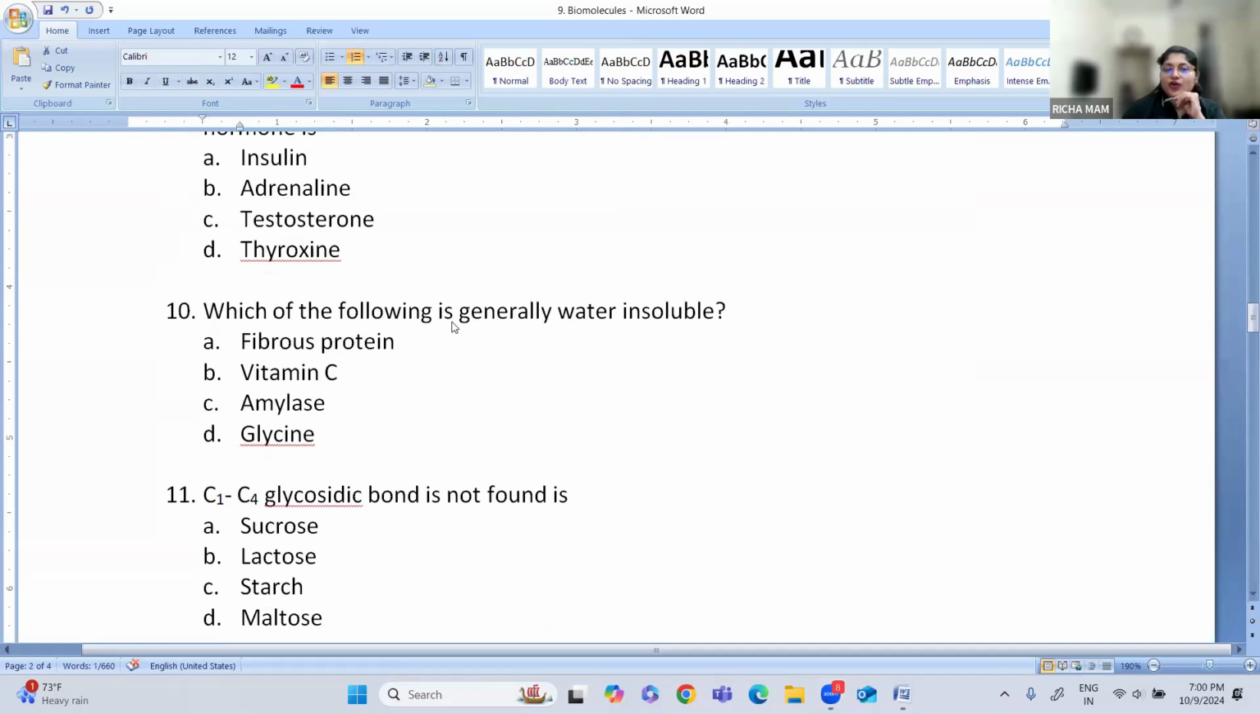Next question. Which of the following is generally water insoluble? A. Fibrous protein, B. Vitamin C, C. Amylase, and D. Glycine. Which of the following is water insoluble?